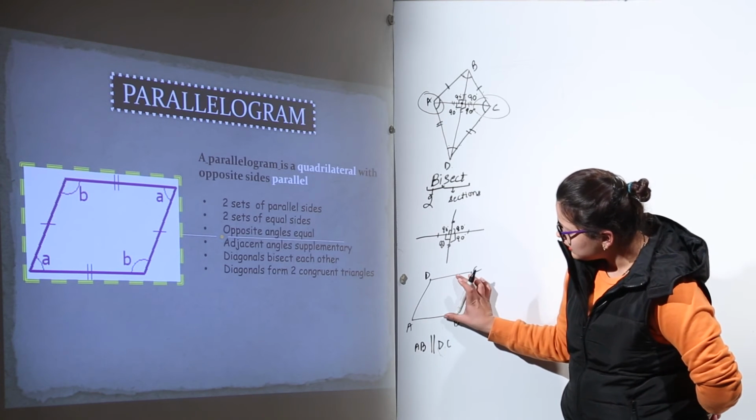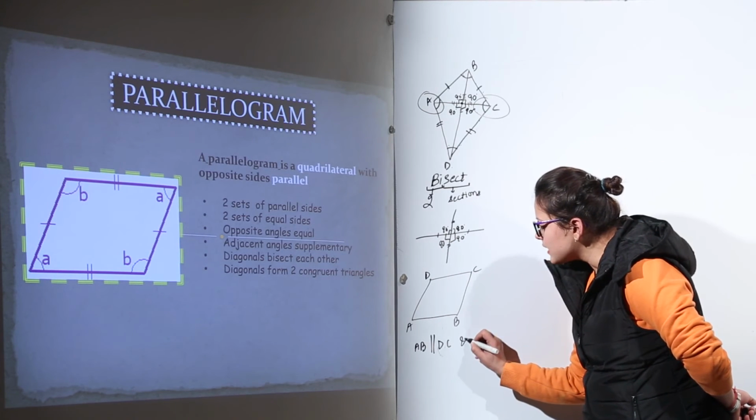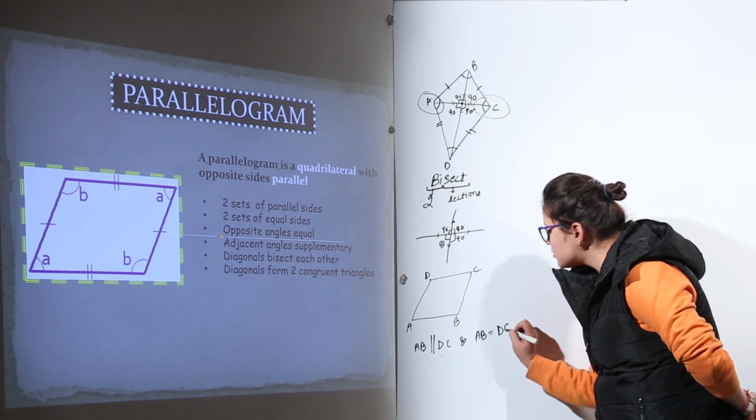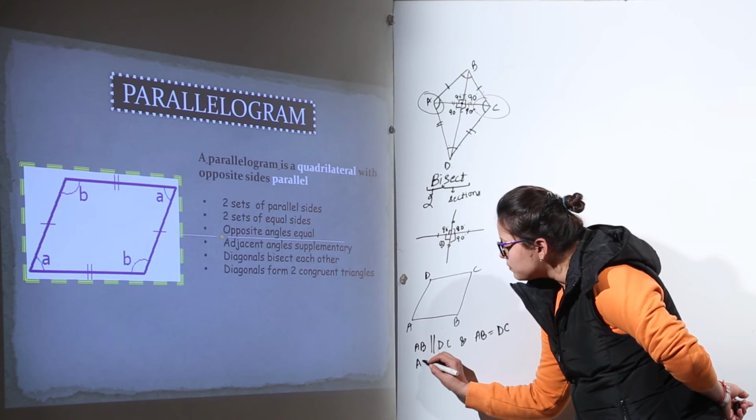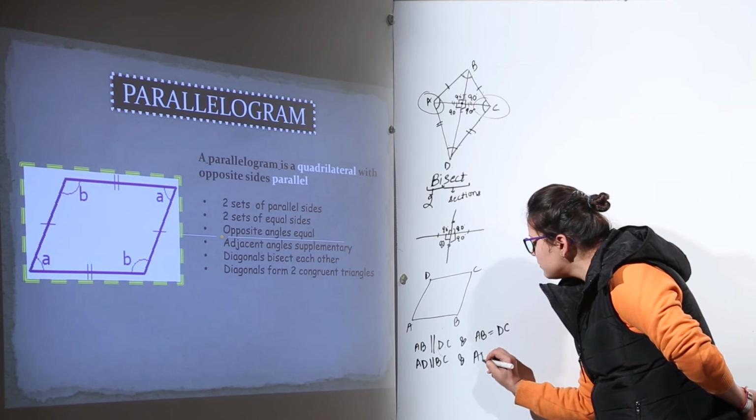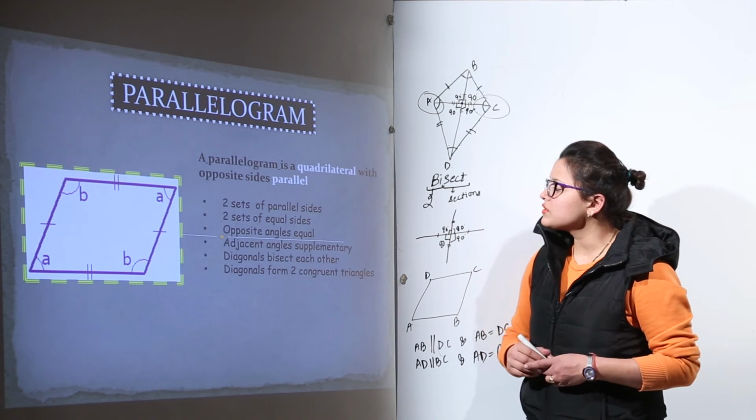So we can say that the opposite sides are parallel to each other, and the second property says that opposite sides are equal to each other also. Similarly, for the other pair, AD is parallel to BC and AD will be equal to BC also, right? That makes the first two properties.